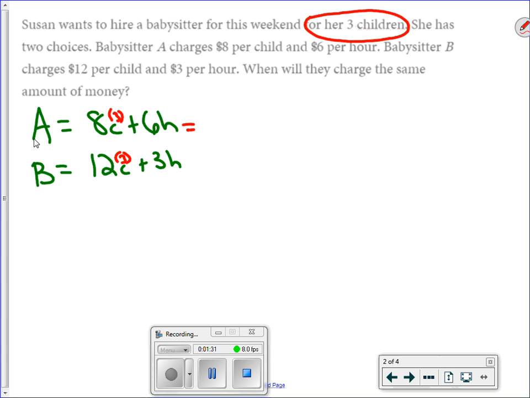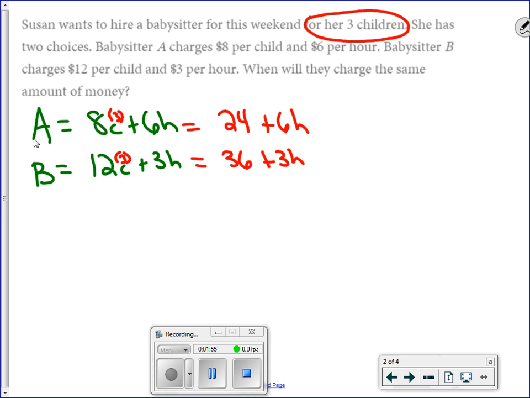so that my equation for A now becomes $24 plus $6 per hour. My equation for B becomes $36 plus $3 per hour. Now I'm going to be able to solve this because I only have the one variable H. I'm going to find the hour when A and B are the same.